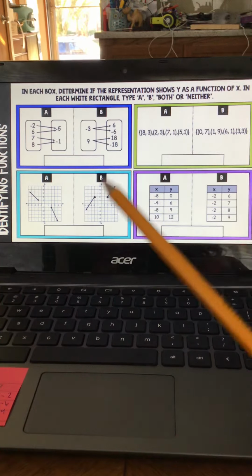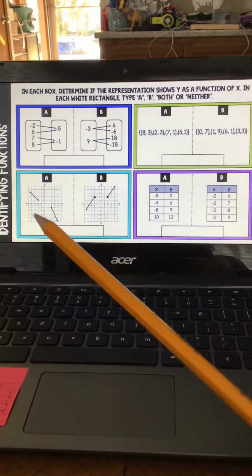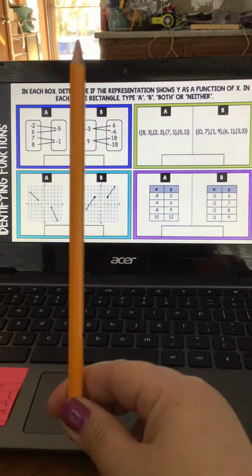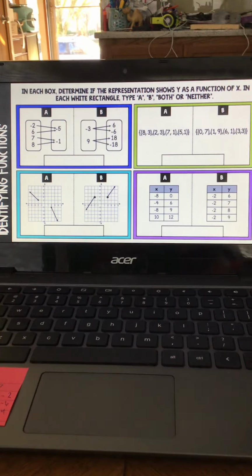And again, these are just the same type of examples. So like these are both functions, even though they look a little funky, because again, you could draw a vertical line and it would only pass it once.